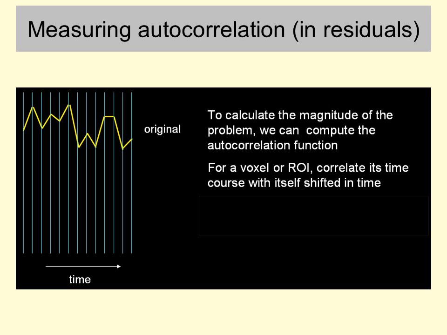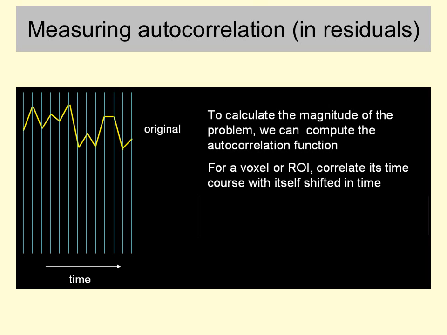The beginning of the solution to the autocorrelation problem in fMRI time series is to measure the autocorrelation. You don't measure it in the raw data, you measure it where it's most evident, which is in the residuals. So after the full model fit has been produced, you could on a time point by time point basis subtract the value of the full model fit from the actual data point. That gives you a time series of residuals.